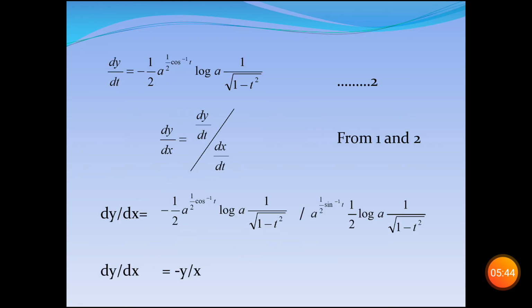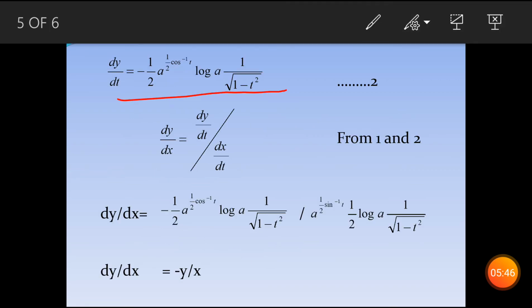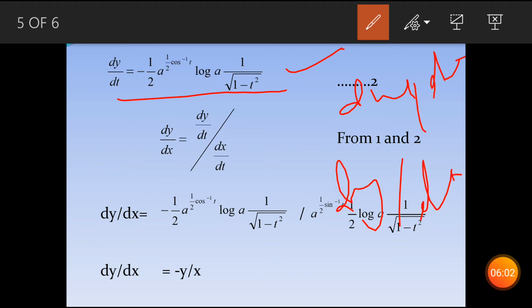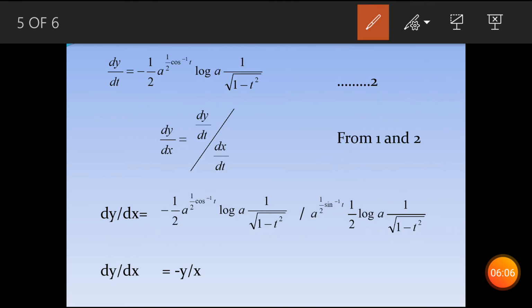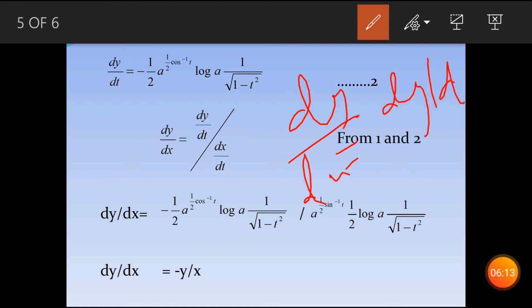So you can see now that this is what you are going to get. Minus sign will appear because in cos inverse t a minus sign is there. Now we got dx upon dt also, and we got dy over dt also. So we got both the expressions. Now we want to calculate what? We want to calculate dy upon dx. Dy upon dx is nothing but dy upon dt over dx upon dt.